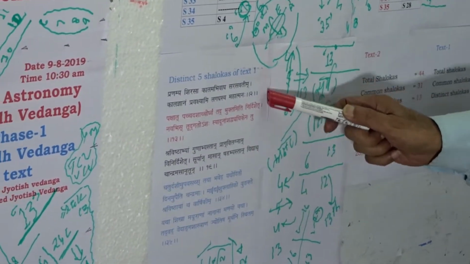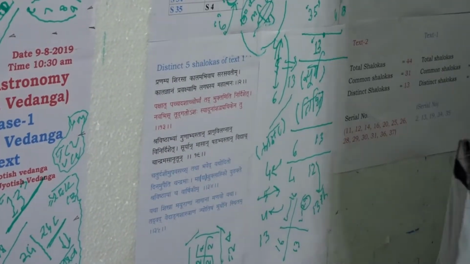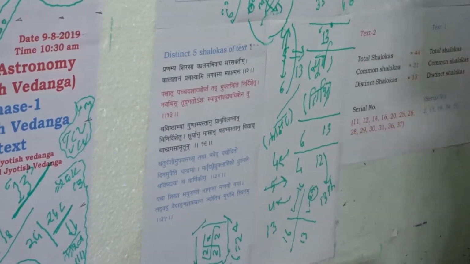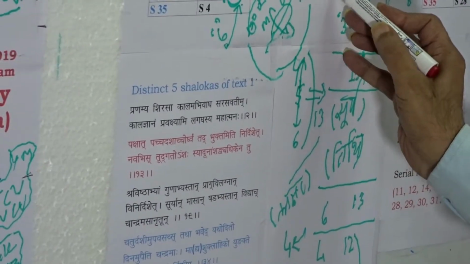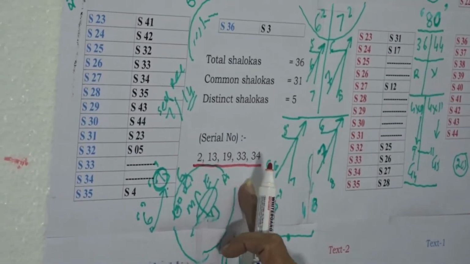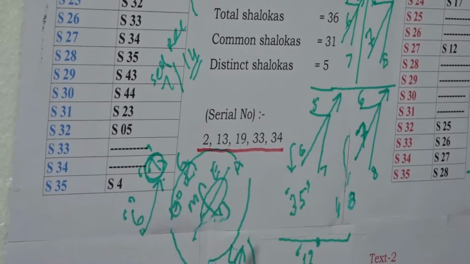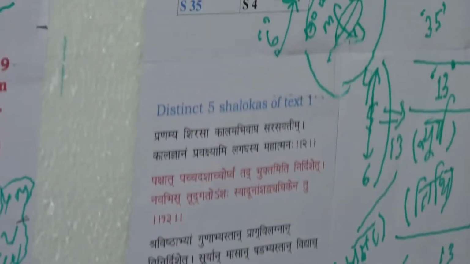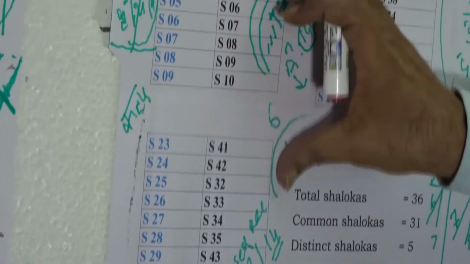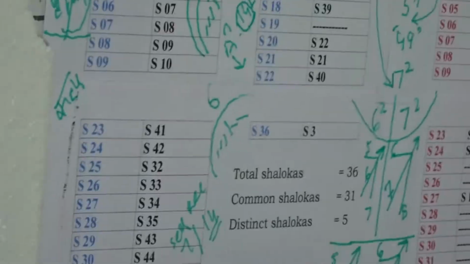Therefore, one shall first of all go through these 5 distinct shlokas of the Rigved Jyotish Vedanga, which are not part of the Yajurved Jyotish Vedanga. These 5 shlokas are at serial numbers 2, 13, 19, 33 and 34. Shlokas 2, 13, 19, 33 and 34 are the shlokas of Rigved Jyotish Vedanga. These 5 shlokas as such are not part of the text of the Yajurved Jyotish Vedanga. Further, the remaining 31 shlokas of Rigved Jyotish Vedanga are part of the Yajurved text as well.